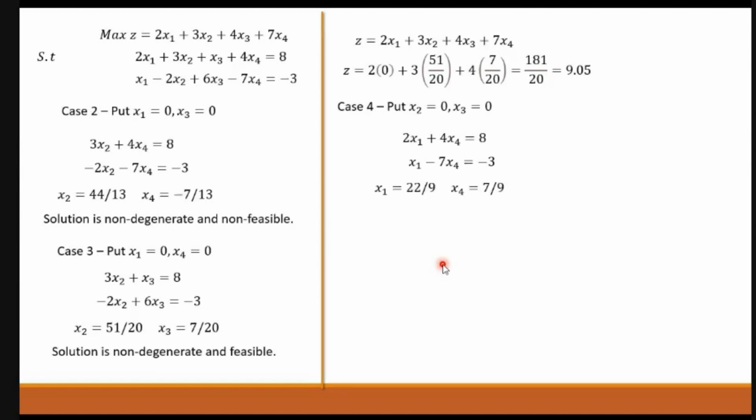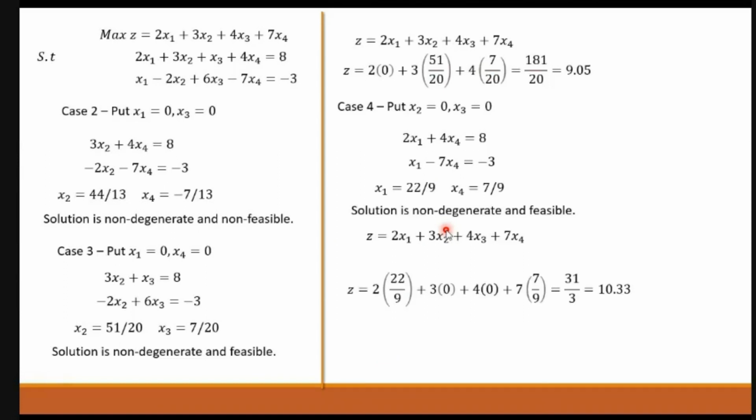.444. 22 by 9 and 7 by 9. Okay, fine. Again, it's feasible and non-degenerate, so we can write the value of z. x2 and x4. x2 and x3, I think I've written, correct. x1 and x4, correct. Check whether the value is right or not. 31 by 3, 10.33.